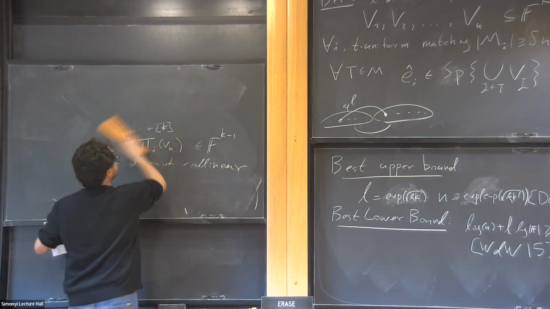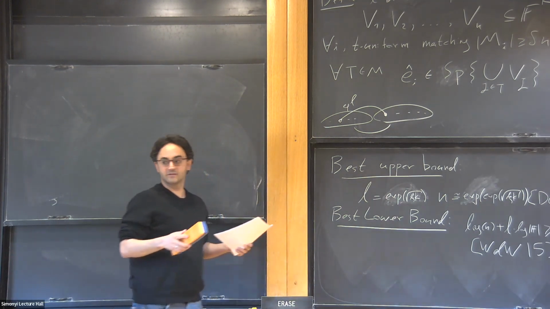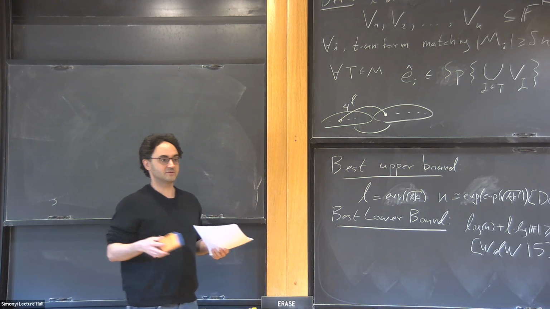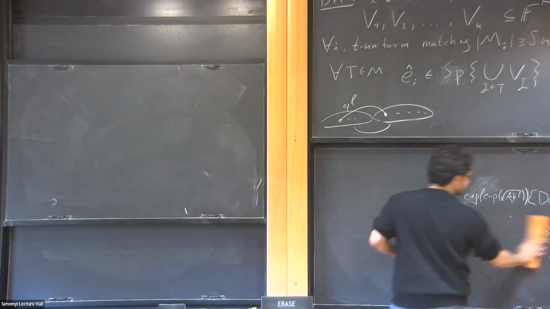So now I'd like to talk about constructions for higher t, or t equals 3, 4, and so on. And then finish with the general lower bounds.